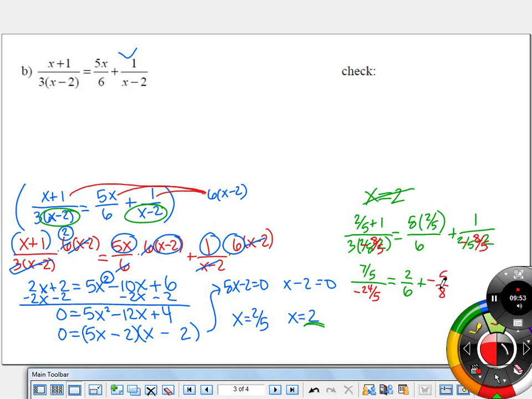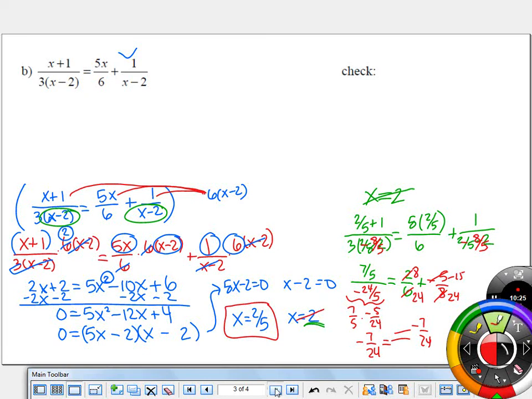So let's see if we can work this all out. Right here, 7/5 times the reciprocal of negative 24/5 is going to give us negative 7/24. Here, to make a common denominator, we can use 24 as our common denominator. And again, you're going to get negative 7/24. Those things are equal to each other, so that solution checks out. The x equals 2 is extraneous, so we won't include it.